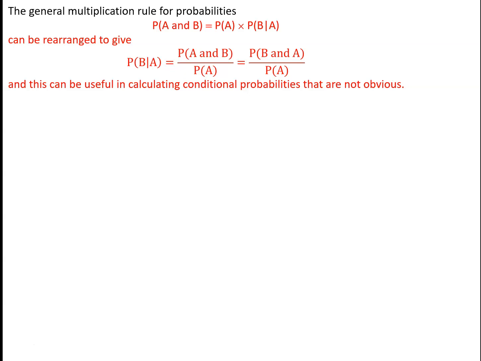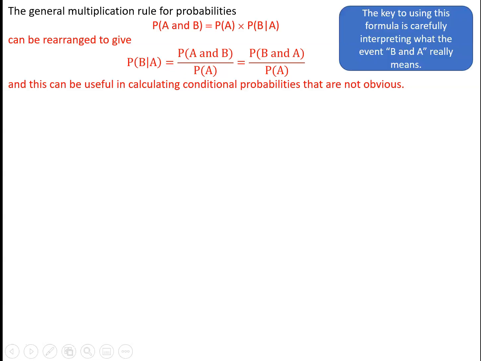Now this formula for the probability of B given that A has occurred can be useful in calculating conditional probabilities that are not immediately obvious from the context. Now the key to using this formula is to carefully interpret what the event B and A actually means. And we'll see that in the forthcoming example.